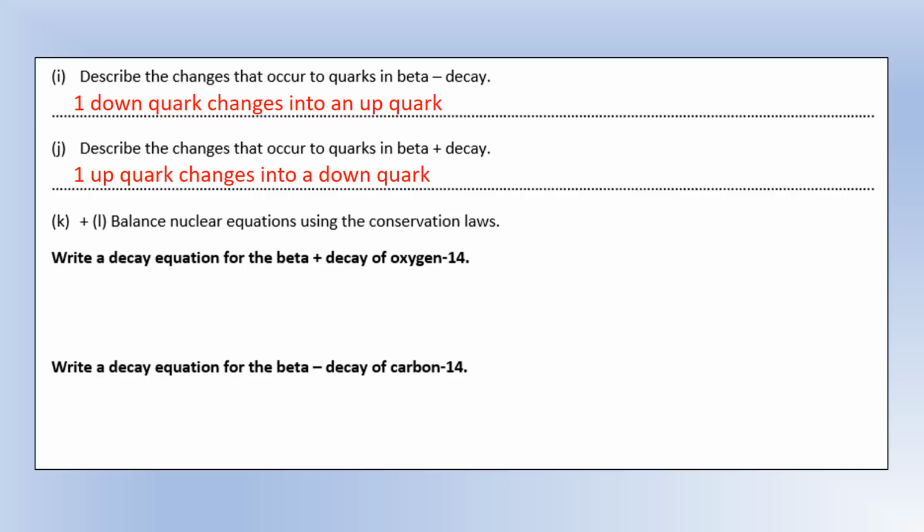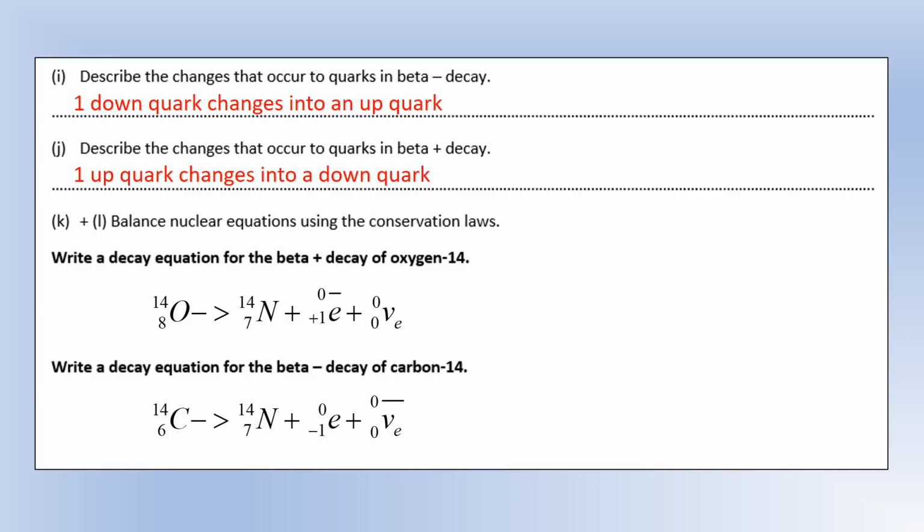Okay, so what we're going to have a look at doing is writing some decay equations for different atoms, essentially. So if we do the beta plus decay of oxygen 14, that would look like this. So in beta plus decay, a proton becomes a neutron. So you can see that the proton number is decreased by 1, but we then produce a positron so that the charge is conserved, and we produce an electron neutrino to balance the lepton number.